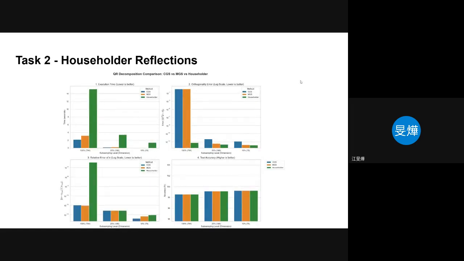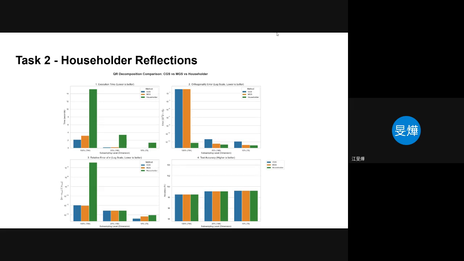So on the next page, we have now added the Householder reflection, the green bar, to our dashboard. Looking at the top left chart again, the execution time, we can see that Householder took about 15 seconds, making it significantly slower than Gram-Schmidt. This happened because building a full Q matrix step by step in our Python loop requires heavy matrix multiplication.